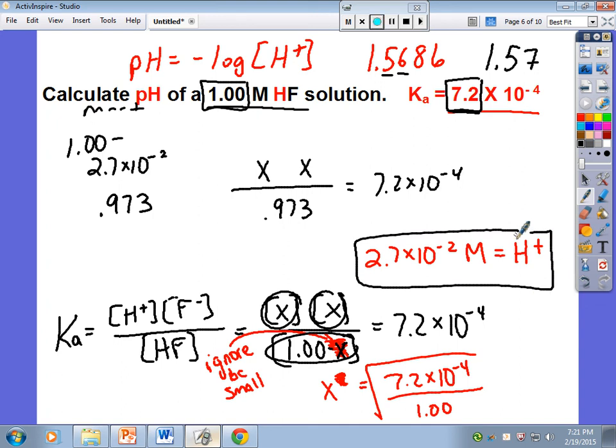Now, if that's true, I'm going to take that 7.2 times 10 to the minus 4, and multiply it by 0.973, and then take the square root of that. And guess what I come up with?